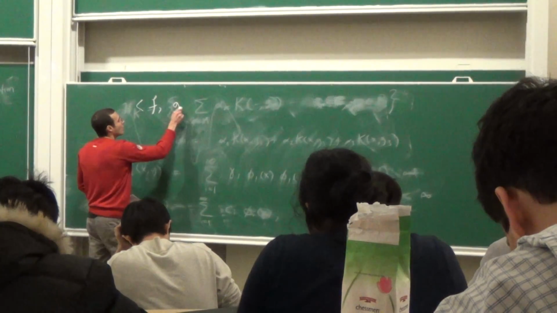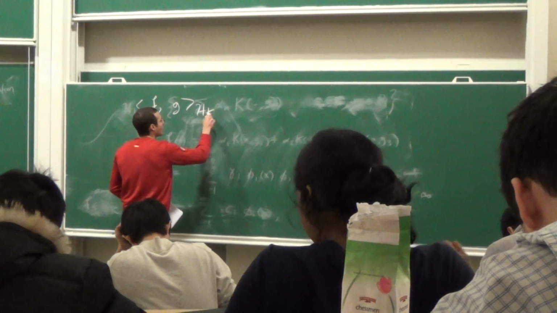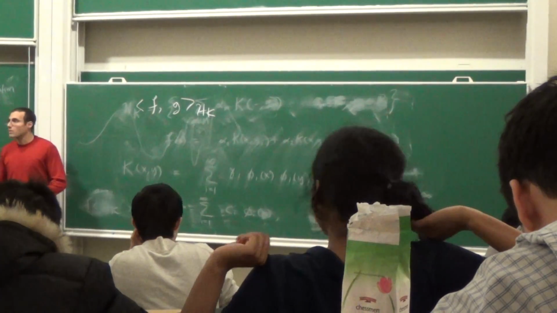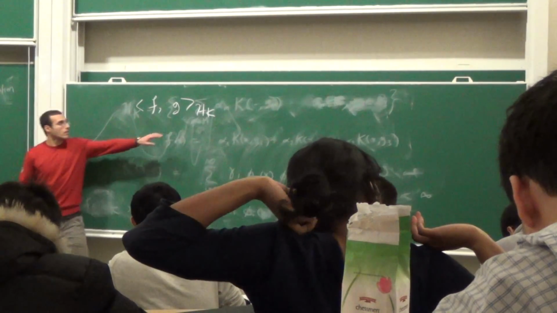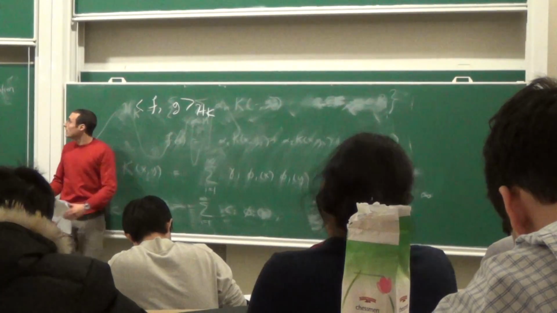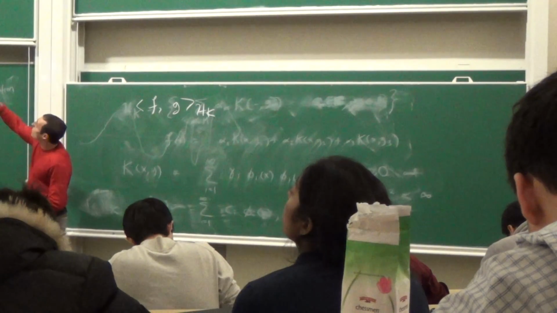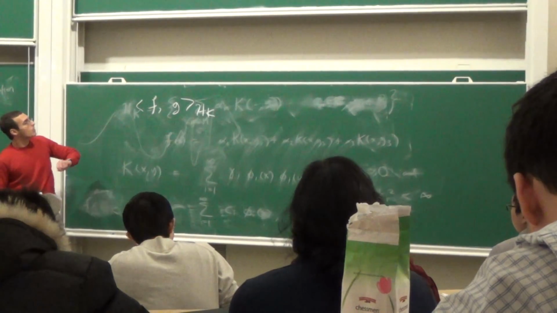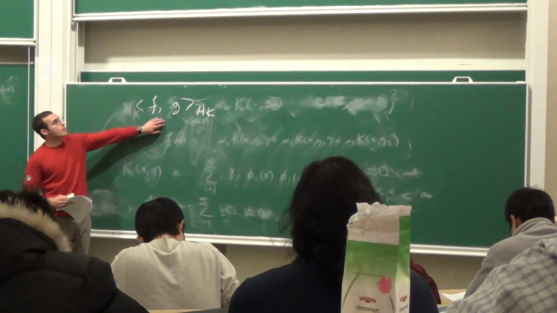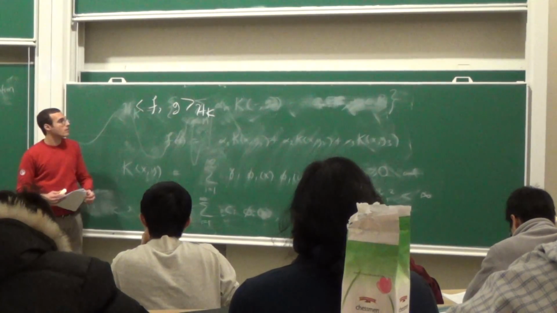We're going to note it like this, by the inner product between functions f and g with respect to the RKHS H_K, because I had a norm somewhere up there. So we're defining an inner product on H_K, and it'll lead to the norm on H_K as well.